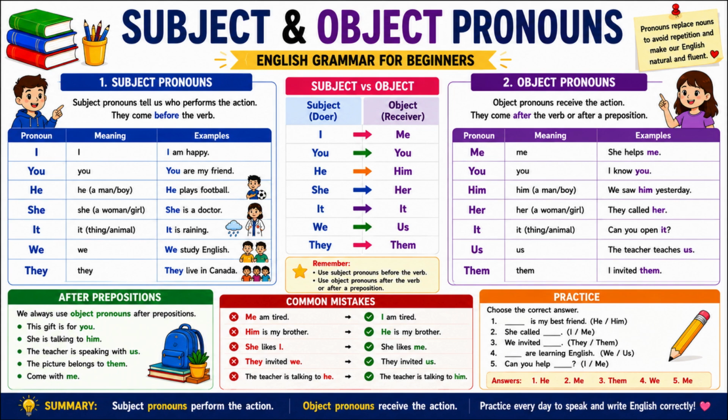2. Object pronouns. Object pronouns receive the action in a sentence. They usually come after the verb or after a preposition. Object pronoun example: me, she helps me. You, I know you. Him, we saw him yesterday. Her, they called her. It, can you open it? Us, the teacher teaches us.